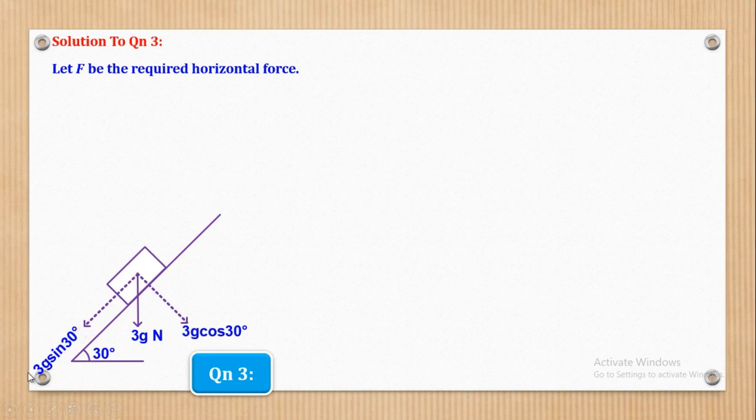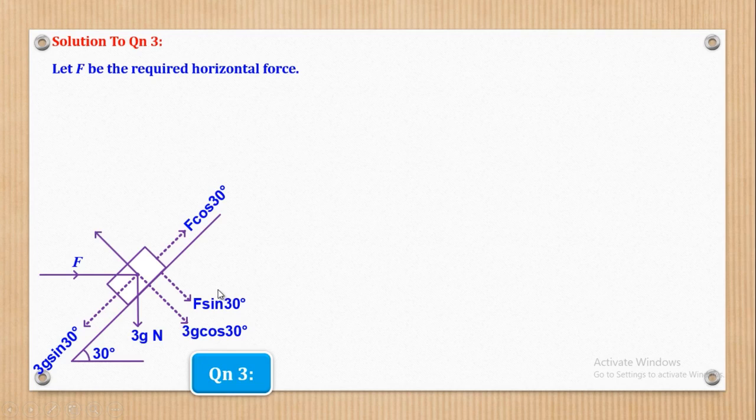So the one parallel to the plane will be 3g sine 30 degrees, and the one perpendicular to the plane will be 3g cos 30 degrees. So next is to show this horizontal force, which is keeping it in equilibrium so that it's just about to move up the plane. This horizontal force is capital F, and it will also be resolved into two components: one parallel to the plane, which will be F cos 30 degrees, and the one perpendicular to the plane, which is F sine 30 degrees.